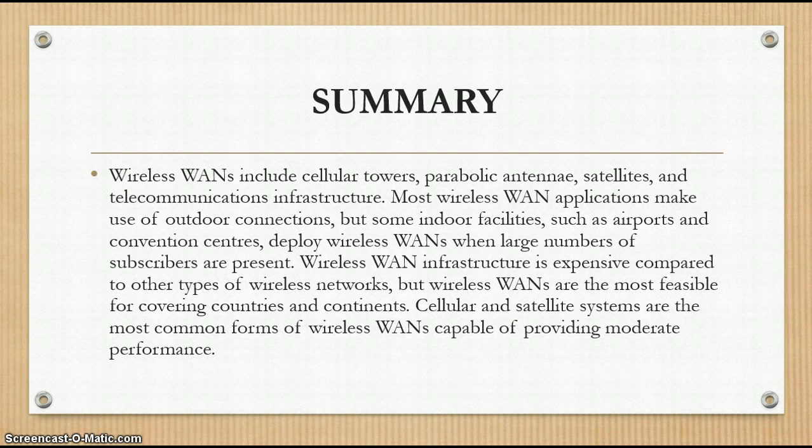Wireless WAN infrastructure is expensive compared to other types of wireless network, but wireless WANs are the most feasible for covering countries and continents. Cellular and satellite systems are the most common forms of wireless WAN capable of providing moderate performance.